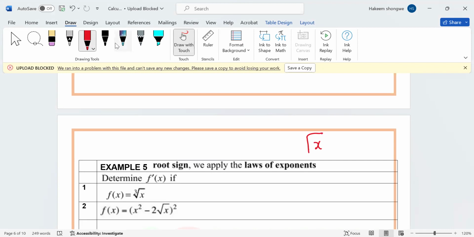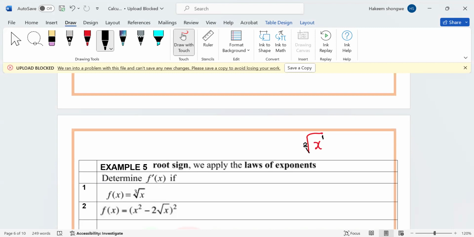Now, what do you have here? There are certain things that we have here. Let's highlight the things that we have. This x has an exponent of 1. And then this root here, if they didn't write anything, there's a 2.